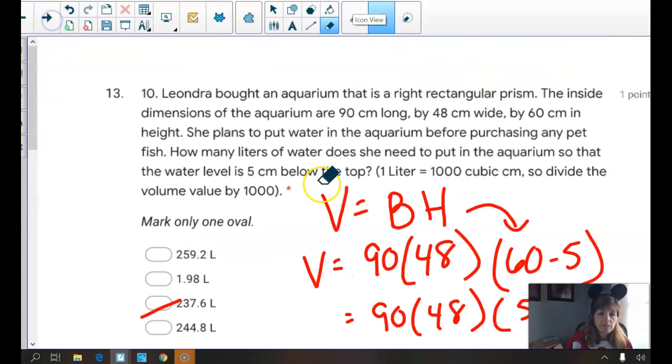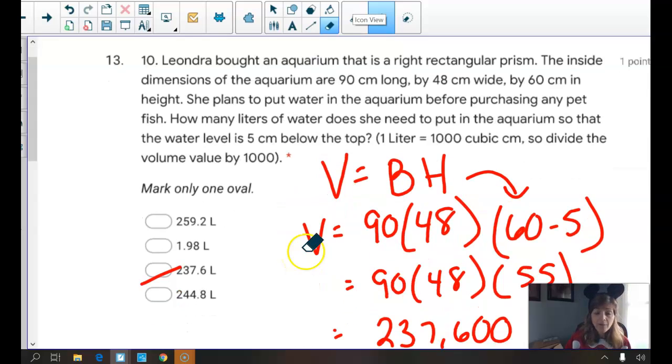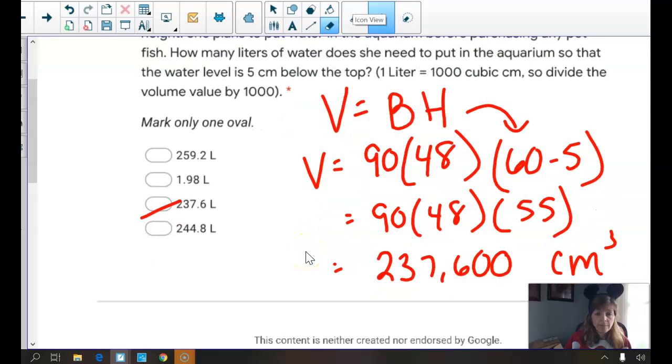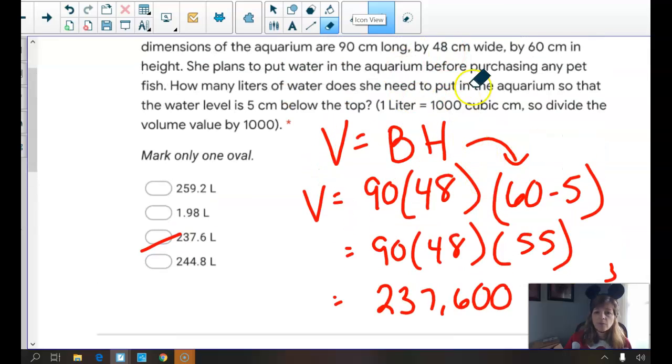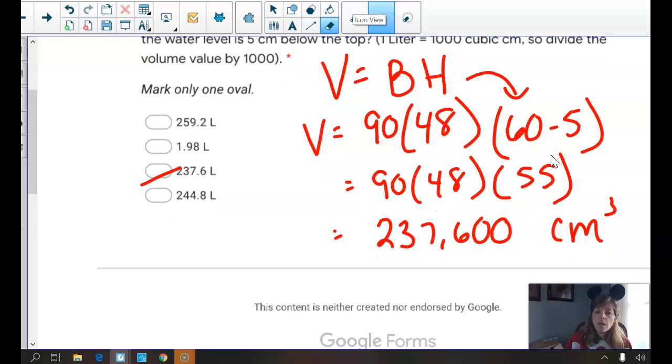All right, and then the very last problem was a blast from the past, a volume problem, which was awesome. Remember, the volume is the area of the base times the height of the shape. So to find the height of the shape, ooh, this was a trickier one. They said they want the water level to be 5 centimeters below the top. The top was 60, your height. So you have to subtract that away to get the height of the shape. And multiply your numbers together, and you'll get 237,600 centimeters cubed.